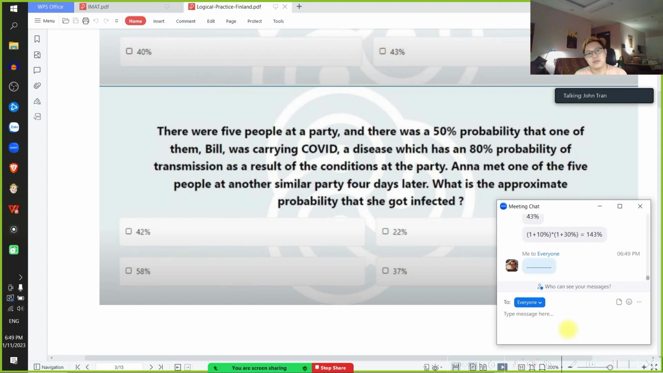Let's try it. Okay, so 5 people at the party, 50% probability that one of them, Bill, was carrying COVID. And the disease had an 80% probability of transmission. So first things first, we've got 0.5 times 0.8. That is at the first party.